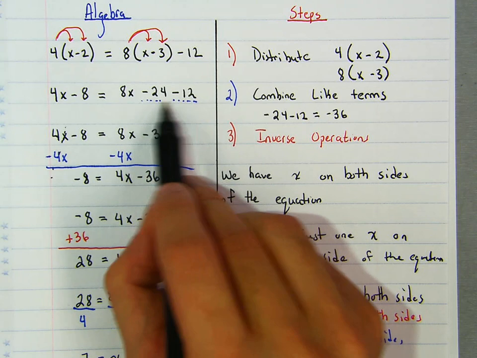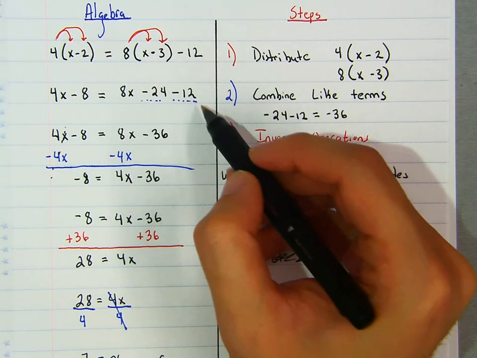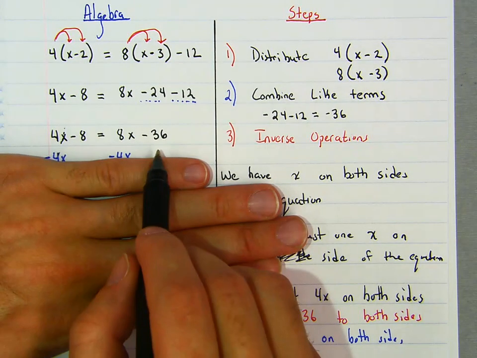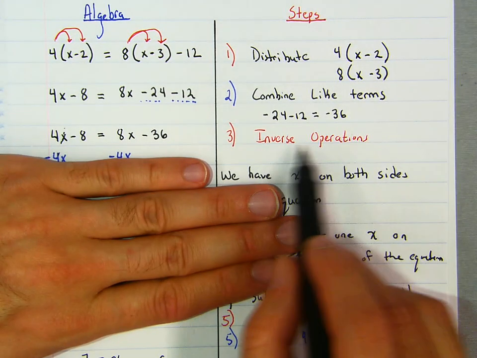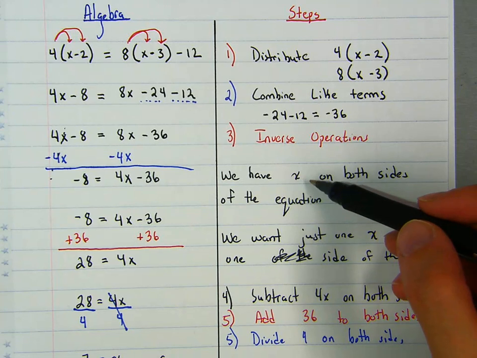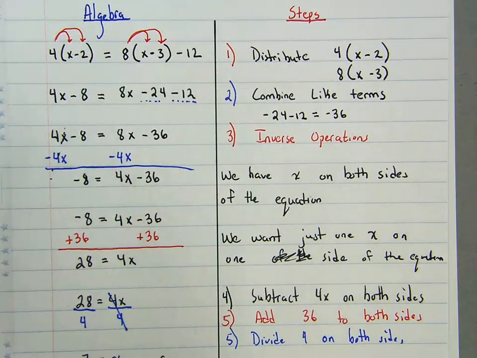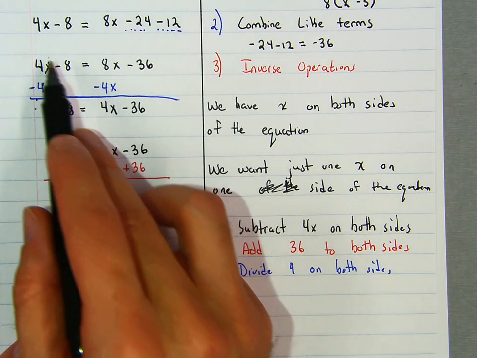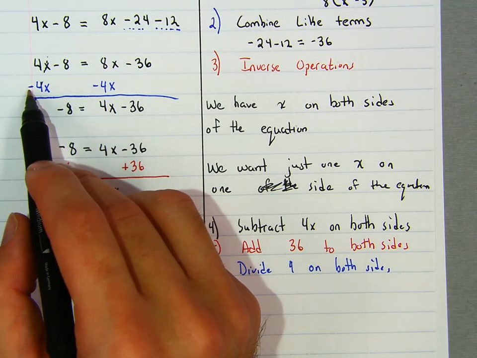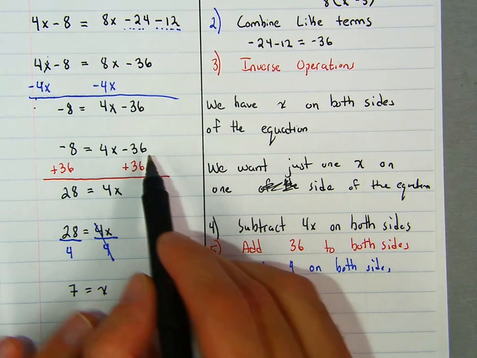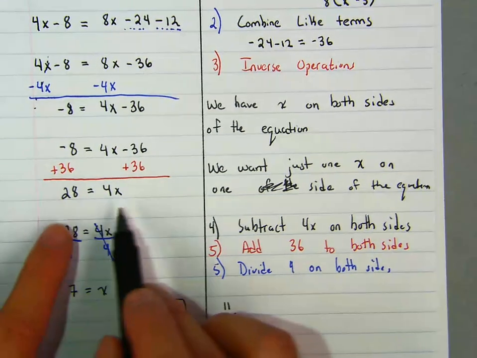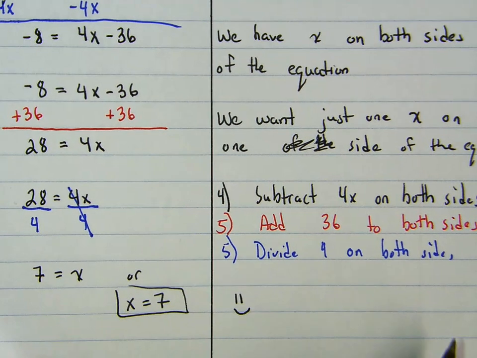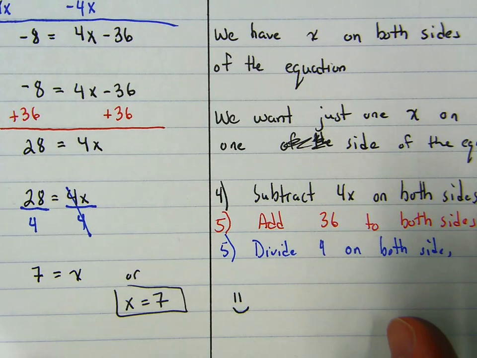Then we combine the like terms with the negative 24 and the negative 12 to get negative 36. And then once you have an equation like this, you want to start doing these inverse operations to get an x by itself on just one side. It could be on the left side or the right side. It doesn't matter. And then here, what we did was we subtracted 4x on both sides, you brought this down, you added 36 on both sides, and then once you get to this position over here, we divided by 4 on both sides. And then here were the steps.